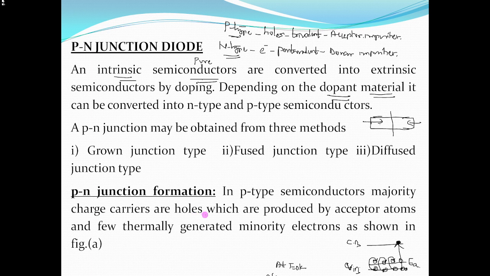So in P-type semiconductors, the majority charge carriers are holes, produced by acceptor impurities, and there are a few thermally generated electrons. When you give temperature, we get electrons. Those we call thermally generated minority charge carriers, as shown in the figure. So you can see in the diagram.